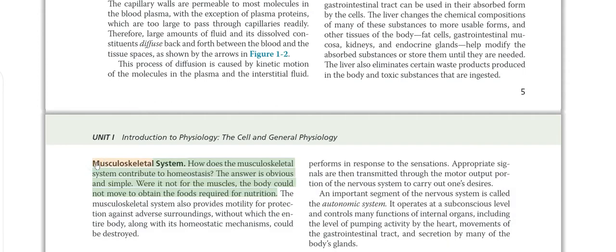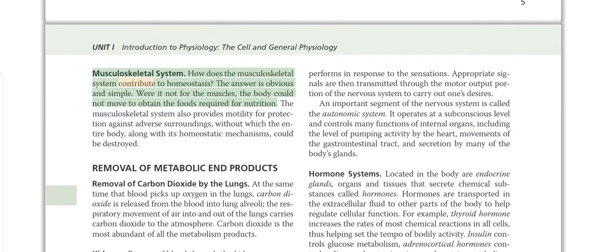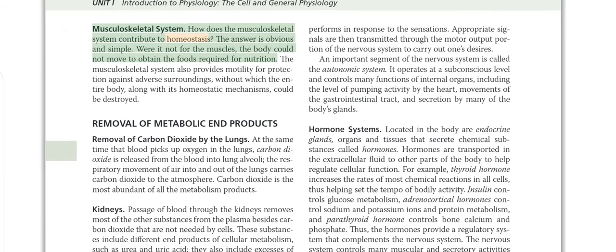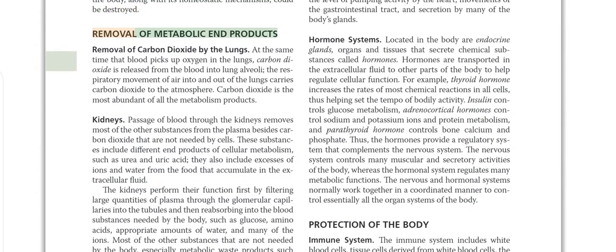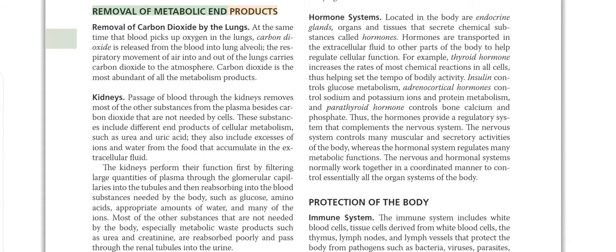Musculoskeletal system. How does the musculoskeletal system contribute to homeostasis? The answer is obvious and simple. Were it not for the muscles, the body could not move to obtain the foods required for nutrition. The musculoskeletal system also provides motility for protection against adverse surroundings, without which the entire body, along with its homeostatic mechanisms, could be destroyed.